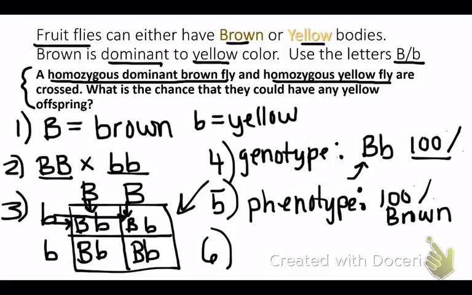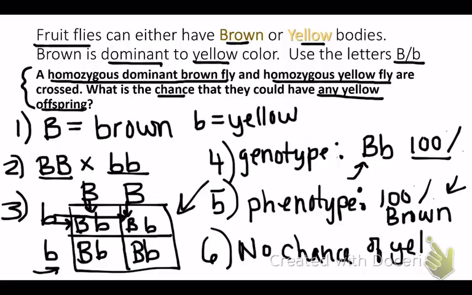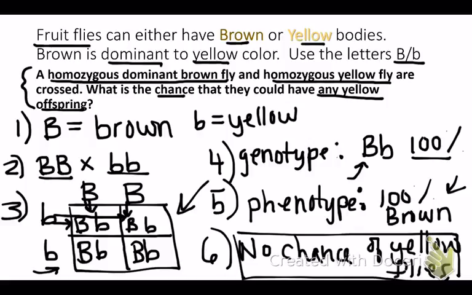Now lastly, step 6. Step 6 is asking, what is the chance that they could have any yellow offspring? If we look back at our Punnett square, is there a chance of yellow offspring? If we look back at our phenotype, it says no. So there is no chance of yellow flies. Or you could write there is 0% chance, or something like 0 out of 4 chances, anything like that. Then we just circle our answer, and now you've solved a Punnett square problem.